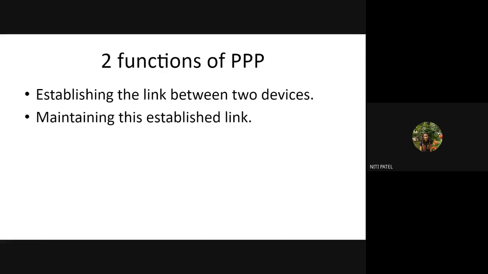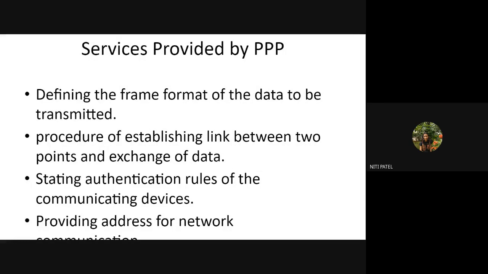Then we also saw the services provided by a PPP connection. First, it formats the data in the form of a frame. After that, it establishes the link and maintains that link. Along with that, it adds the source and destination networking addresses. It also adds authentication. That authentication can be of any type: password protected, cryptography, hashing, or any other authentication method can be used for authenticating the data at both ends.